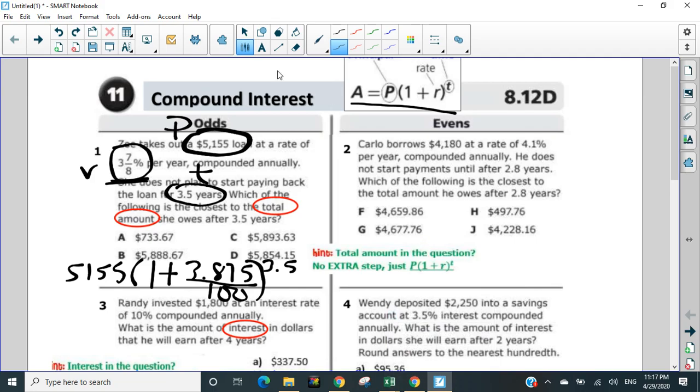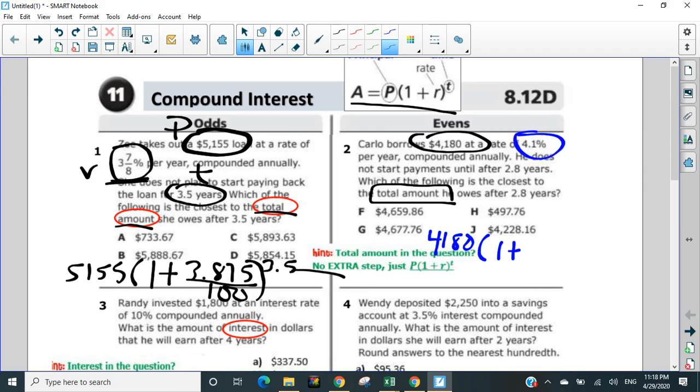All right, next question. It's going to be the same principle, and notice that the question is asking for total amount, just like it did here. Total amount, no extra step. Okay, so we start with 4,180, open parentheses, 1 plus 4.1 out of 100 to the 2.8 power.